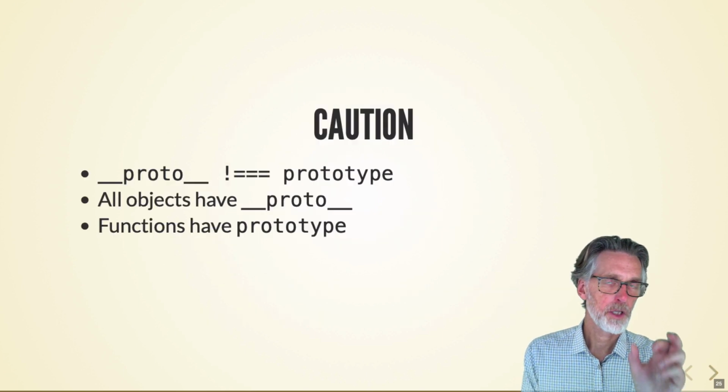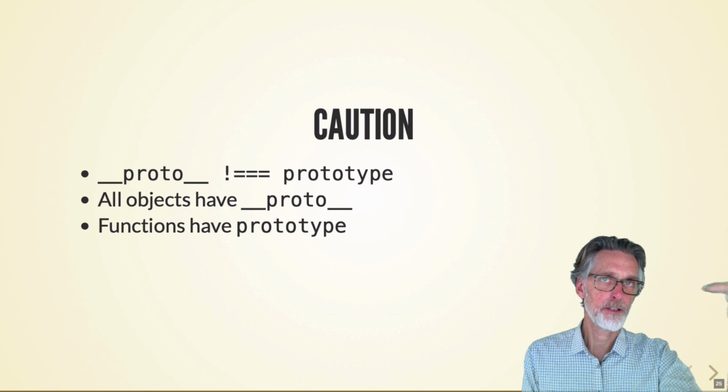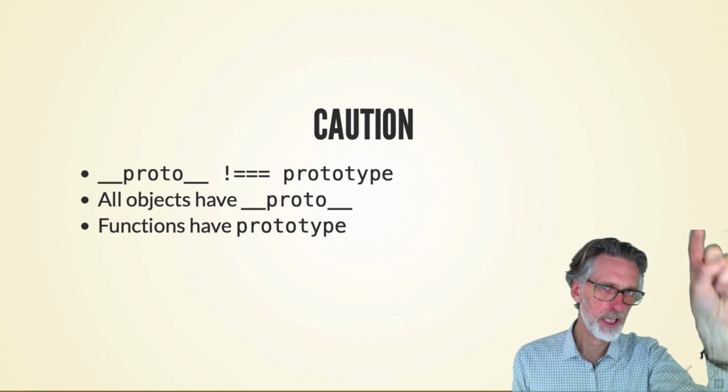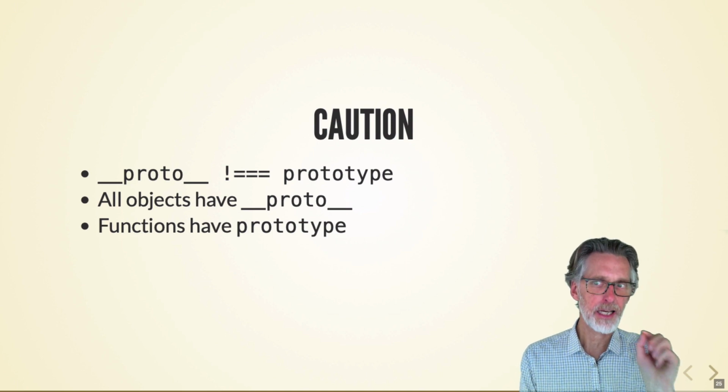As you noticed, I was using the word prototype when I defined a property on a prototype object, but I'm using the proto chain to find it. These are not the same thing.